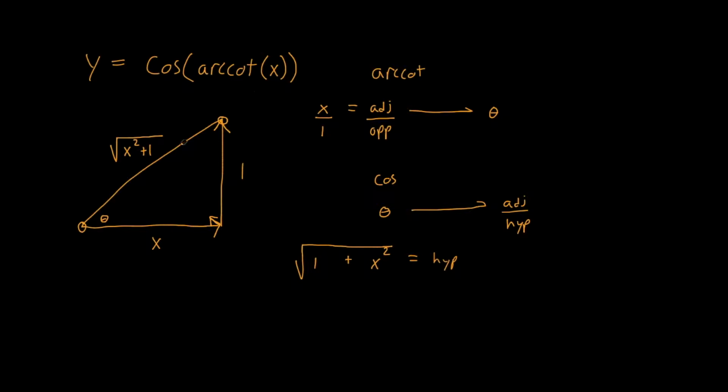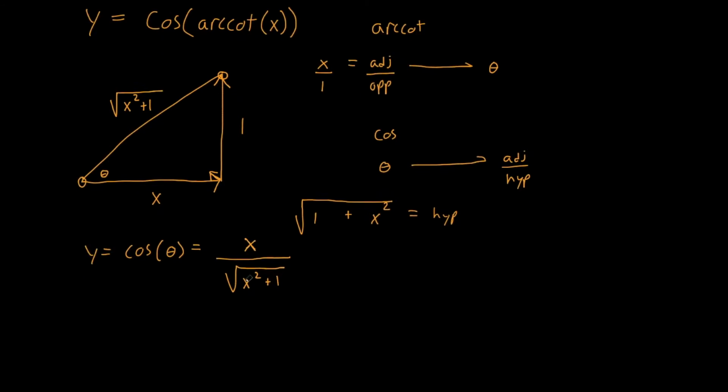So we can rewrite this equation as y equals cosine of theta, because we defined arc cotangent of x as being equal to theta, and that equals the adjacent side, which is x, over the square root of x squared plus 1.